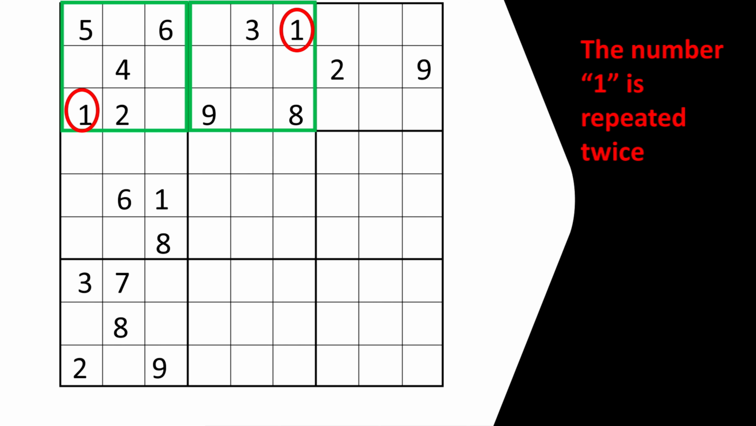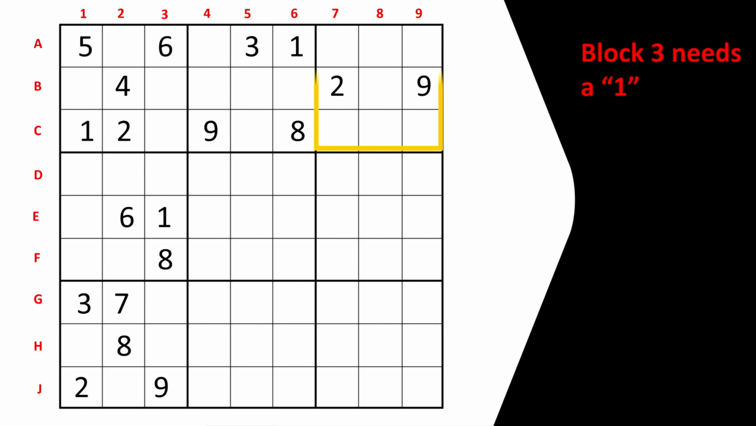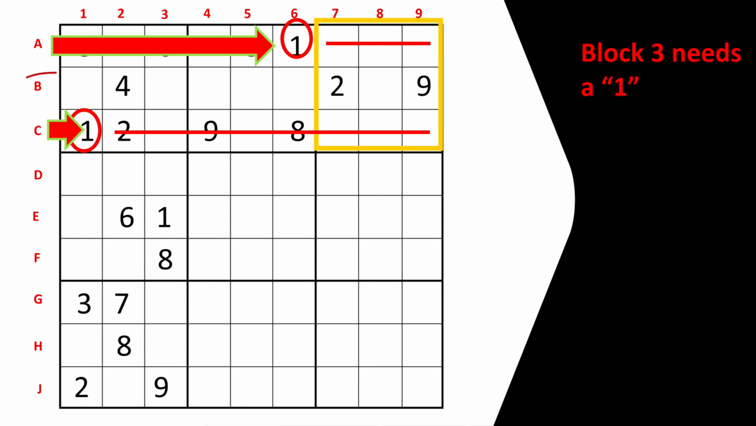Remember, each number 1 through 9 must appear once in each row, once in each column, and once in each block. So block 3 needs a 1. And where can it go? Well, row A already has a 1 here, and row C has a 1 here, but row B doesn't have a 1 in it, and block 3 doesn't have a 1 in it, so the 1 in block 3 must go in row B. And now you can easily place the number 1 here in row B, column 8, since columns 7 and 9 are already occupied.